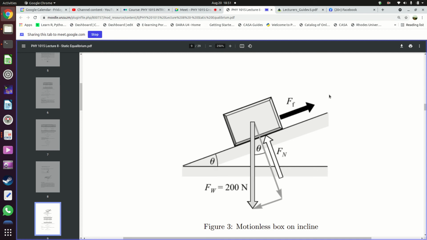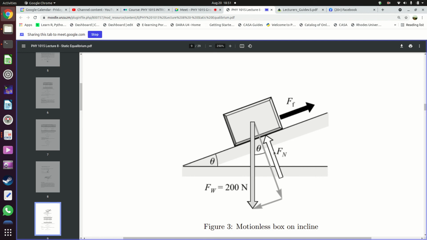Yes. Once you do that, then things become very easy. You start looking at what angle this friction force makes. This friction force, what angle does it make? The friction force makes an angle of 180 degrees.